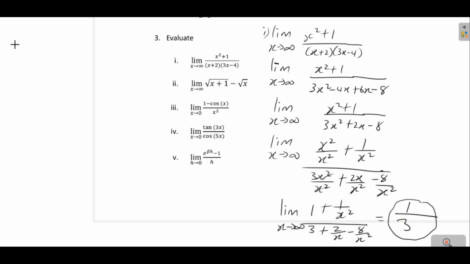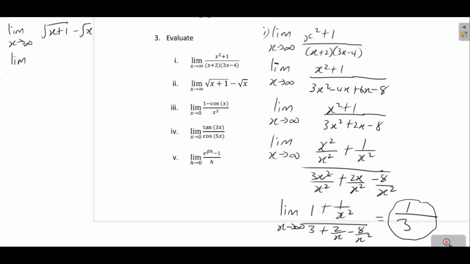Alright, now we move to the second part. We have to find the limit as x approaches infinity of root of x plus 1 minus root of x. Now here we don't just substitute the value of infinity. Of course infinity is not a number, it's a concept, right? It's a concept that we know. But with this, because we have a difference of roots here, we would want to rationalize.